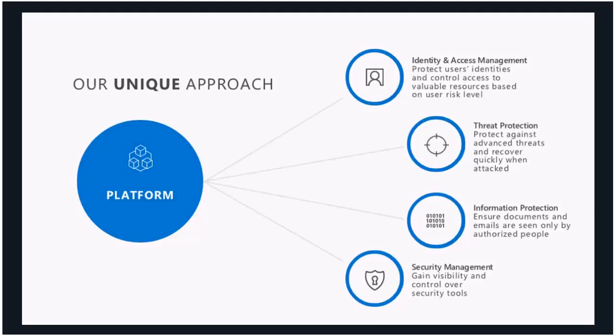Threat protection is all about ensuring that we keep the hackers out of a customer's network. And even if a hacker manages to breach into a customer's network, we're actually able to detect and respond as quickly as possible. And then intelligent security management is the glue that basically brings it all together.